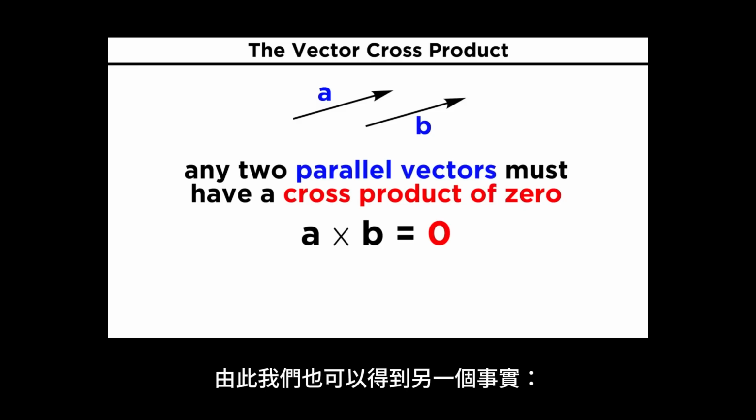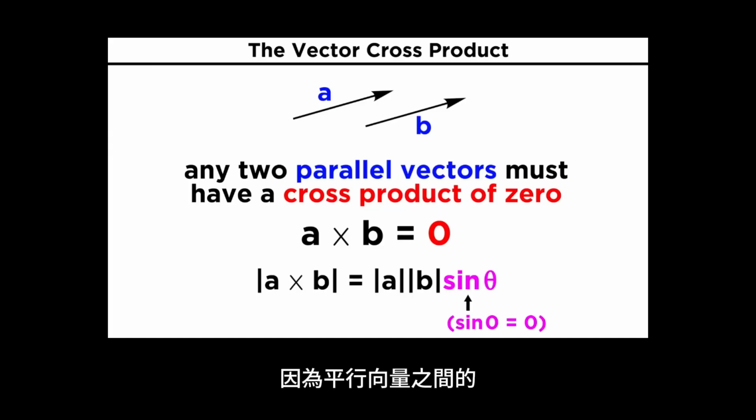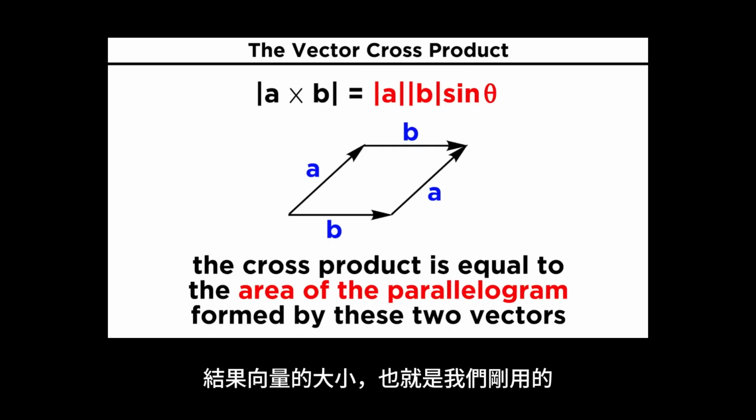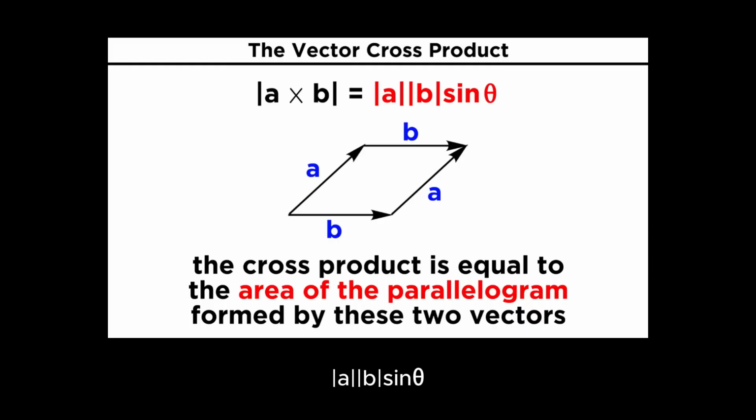From this method, we can also arrive at another truth, that any two parallel vectors must have a cross product equal to 0. That's because parallel vectors have an angle of 0 between them, and the sine of 0 is 0. So the whole cross product, according to this expression, must go to 0. One other interesting thing about the cross product is that the magnitude of the resulting vector, which is the AB sine theta expression we just used, will also be equal to the area of the parallelogram created by vectors A and B. This is another reason that the cross product of parallel vectors is the 0 vector, because they span 0 area.